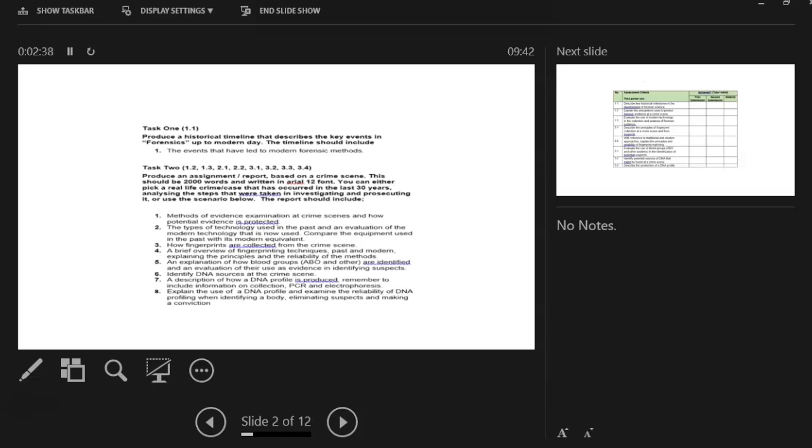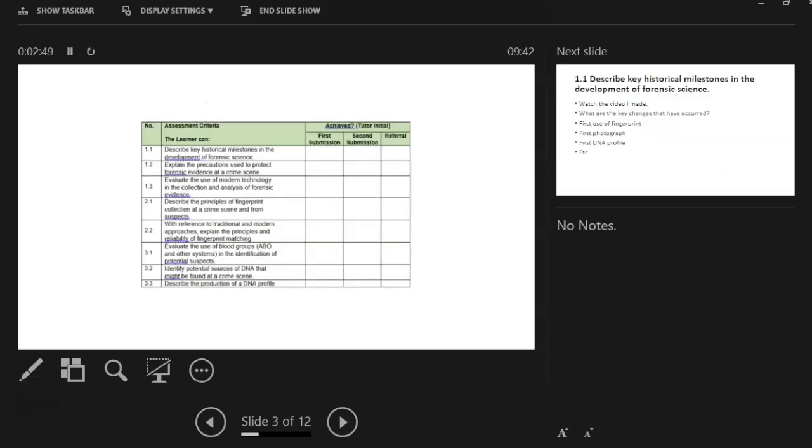So methods of evidence examination at crime scenes, and how potential evidence is protected, is 1.2. So that's the criteria, and then we'll go through each one in turn. Obviously 1.1 is the timeline, and then everything else is the report. For the report, you could just take a title from each of the criteria. So the precautions used to protect forensic evidence at a crime scene can be one of your titles.